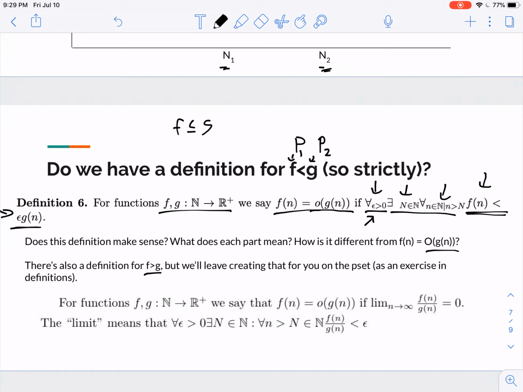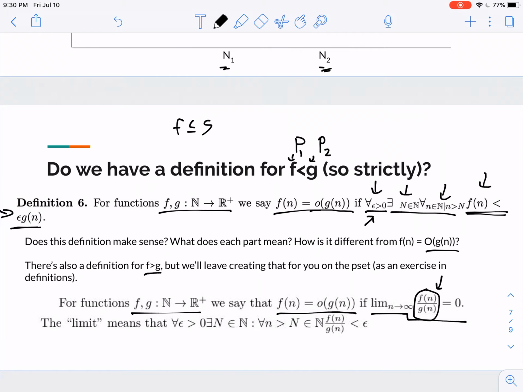So before we do a practice problem with this, I want to give an alternative definition that's usually a little bit easier to work with. It's going to include something called limits, but I'll explain what limits are in case you haven't heard of those before. So again, for functions f and g from natural numbers to positive reals, we say f is little o of g if the limit as n goes to infinity of f of n over g of n equals 0. I'm going to explain what the limit means, but just to give some intuition, a limit is basically saying, as n goes to infinity, what is the value of this quantity? And this is saying that as n goes to infinity, this quantity right here just gets closer and closer to 0.